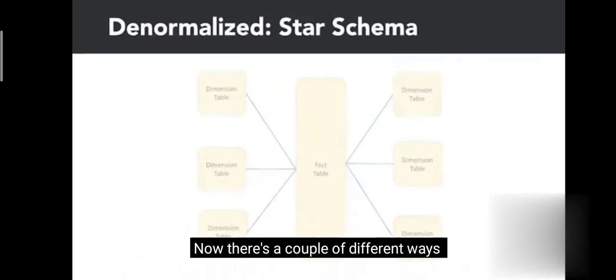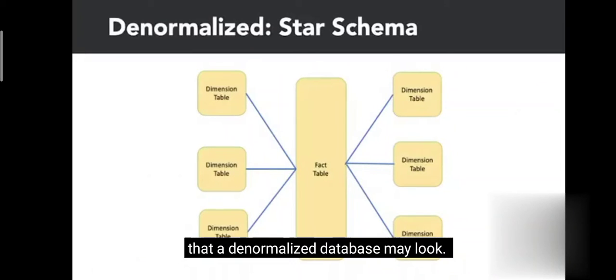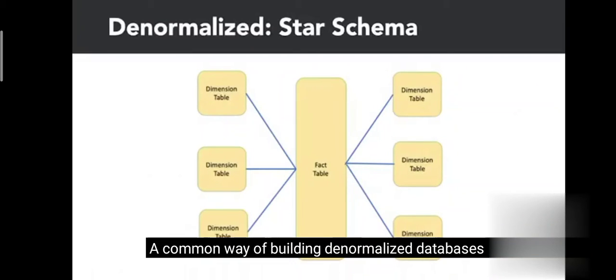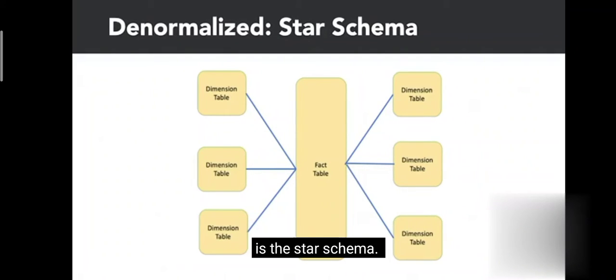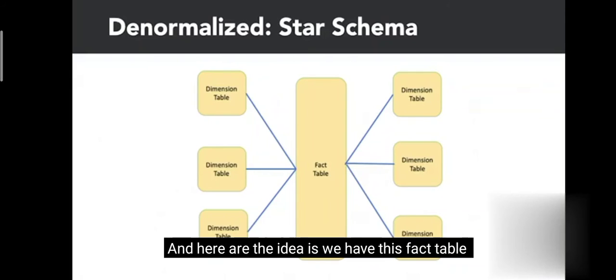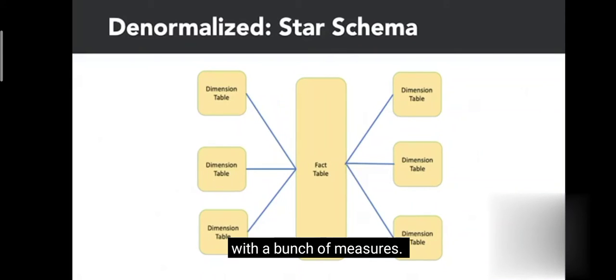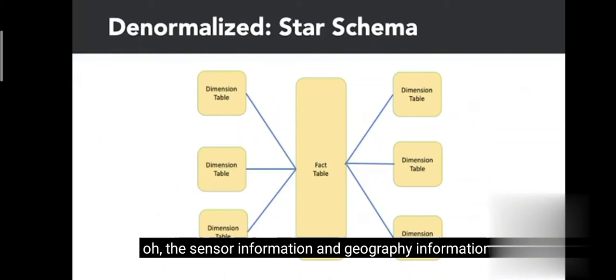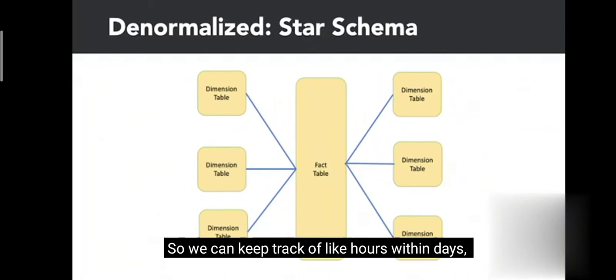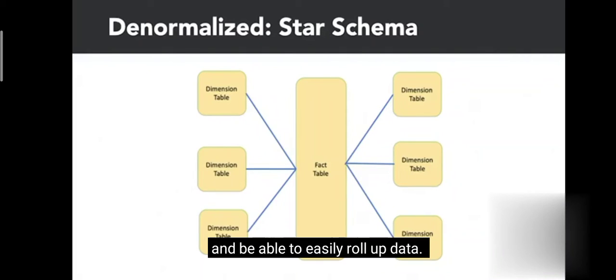Now, there's a couple of different ways that a denormalized database may look. A common way of building denormalized databases that's been popular for over a couple of decades is the star schema. And here the idea is we have this fact table with a bunch of measures. For example, they might be all the measures that an IoT sensor is taking. And then we have different dimension tables. And the dimension tables may be things like the sensor information and geography information and time information, so we can keep track of hours within days, within weeks, within years, and be able to easily roll up data. So that's one way of denormalizing.